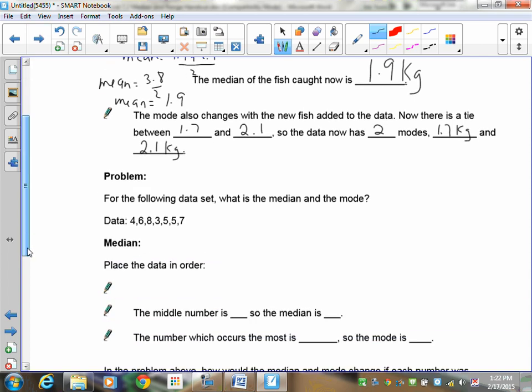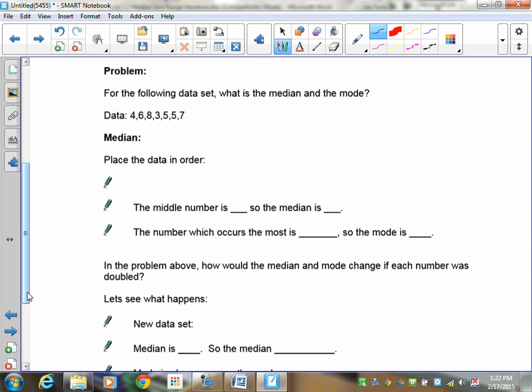So let's take a look at a little simpler set of data: 4, 6, 8, 3, 5, 5, 7. Let's find the median. So the first thing you need to do is to put them in order. So I want you to see if you can do this question. There's an odd number of data, so you do not have to find the actual average. So find the median, pause the recording, and do that.